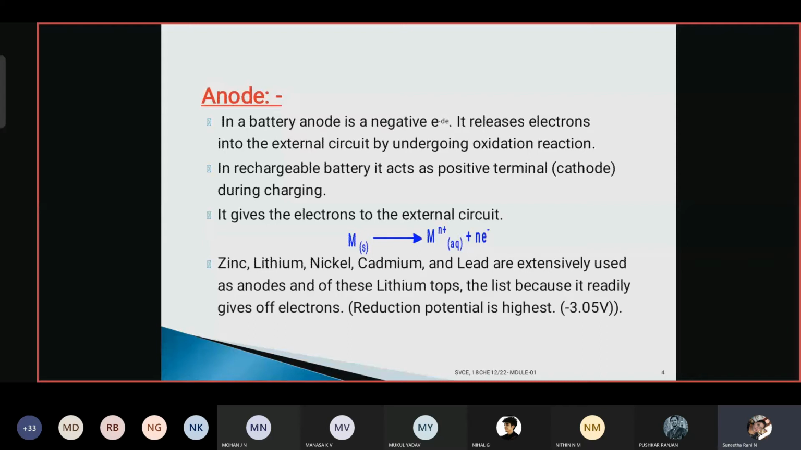And the cathode electrodes in the battery are positive electrodes, symbolized with the positive sign. In rechargeable batteries, this positive electrode acts as an anode during recharging. The reaction that takes place at this electrode is reduction. Usually we use graphite, zinc, lead, nickel, and cadmium as cathode electrodes. Usually we prefer this type of metals as a cathode.